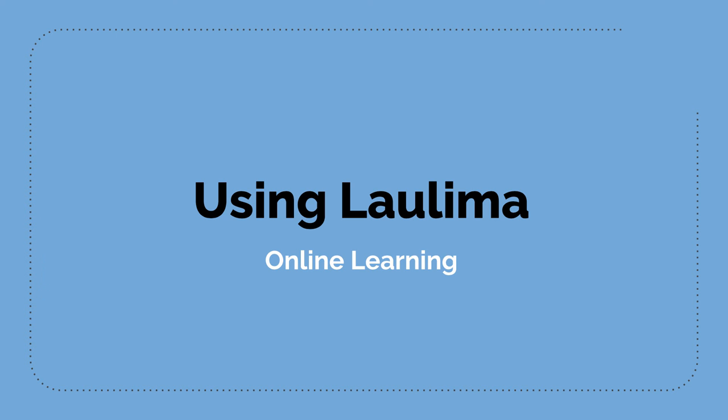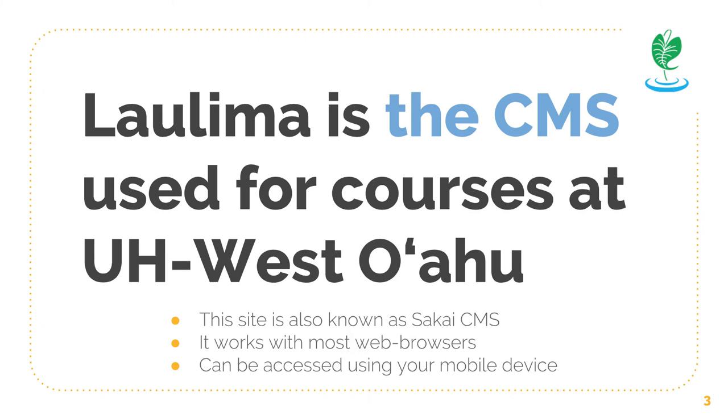In this workshop, we're focusing on using Laulima. Now, Laulima is the course management system of the UH system, which means every course, both face-to-face and online in the UH system, automatically has a Laulima site associated with it. However, sometimes it's an instructor's choice on how much they use Laulima in their course. Laulima is the Hawaiian name that UH has given to implement its Sakai course management system.